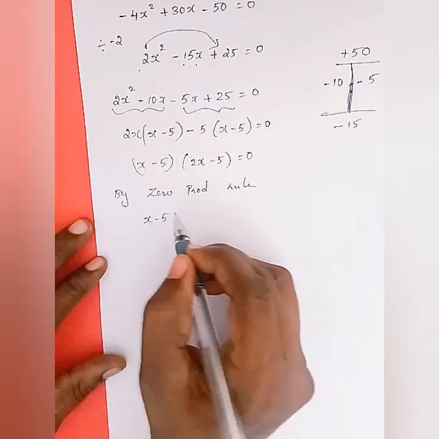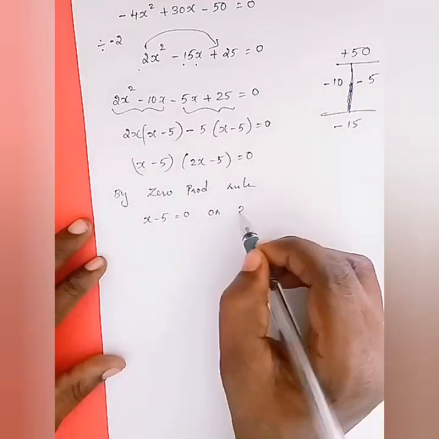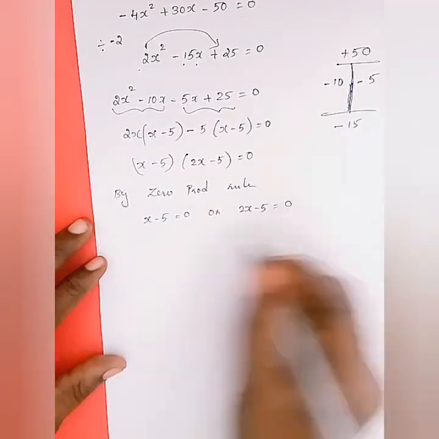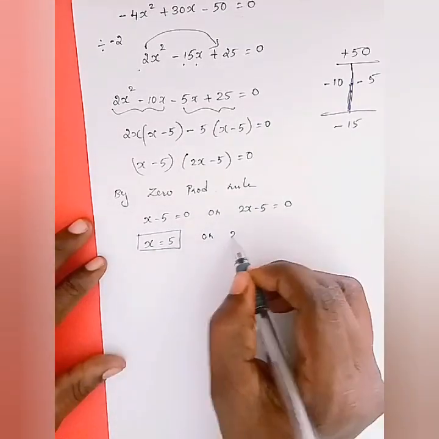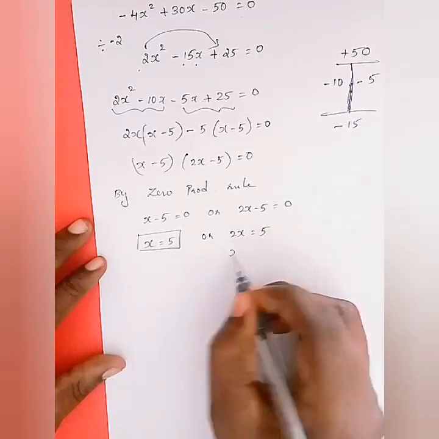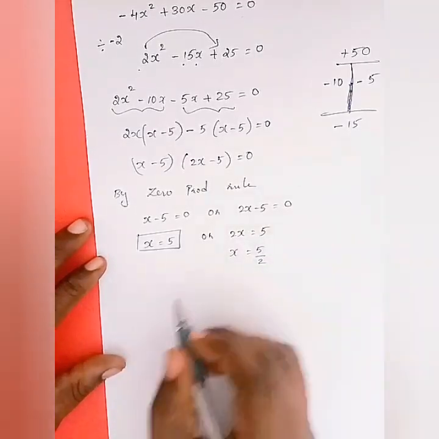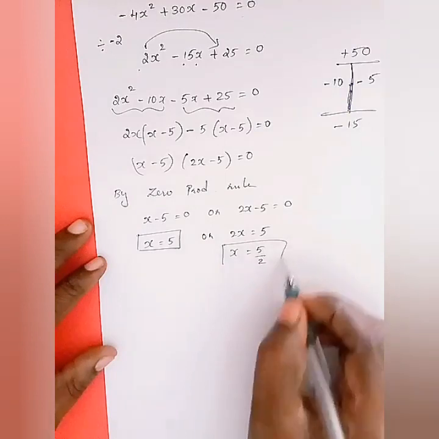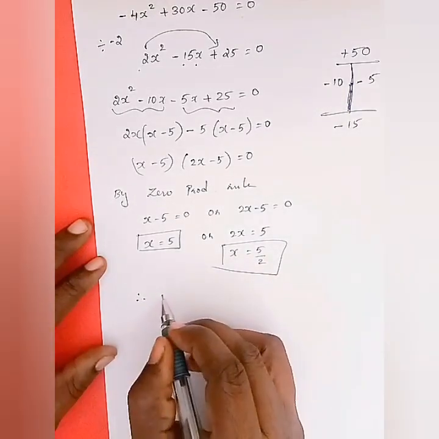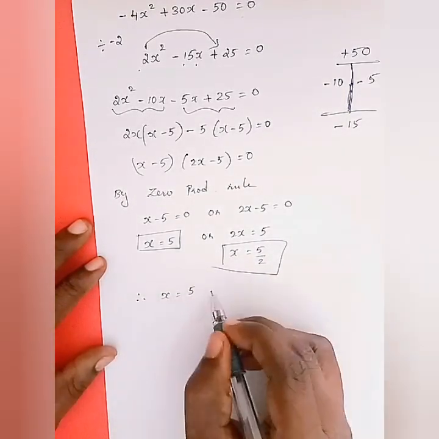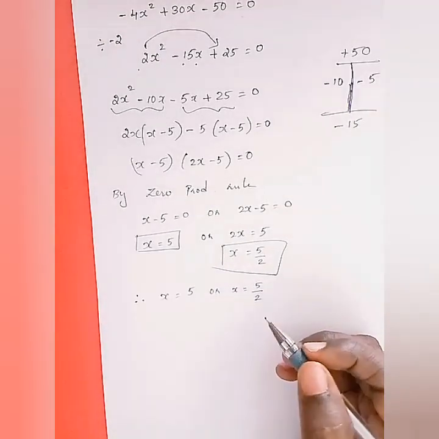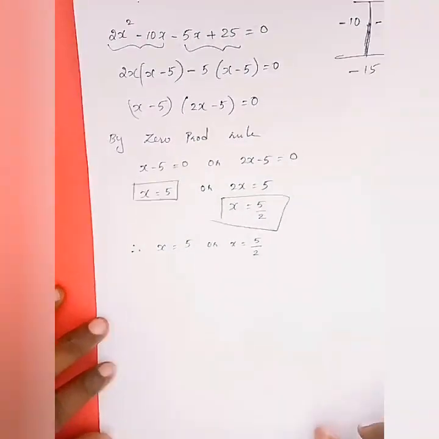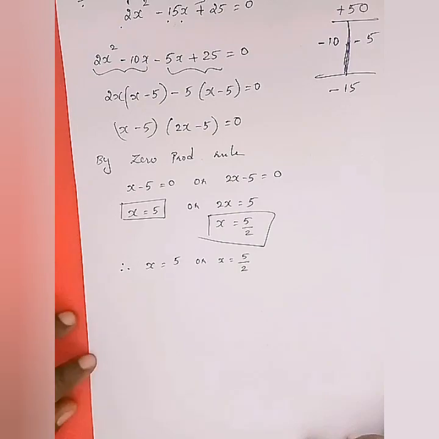x minus 5 equal to 0 or 2x minus 5 equal to 0. That is x is equal to 5 or 2x is equal to 5, that is x is equal to 5 by 2. Therefore, we got the values as x is equal to 5 or x is equal to 5 by 2. We got two roots, 5 and 5 by 2. This is the solution for this quadratic equation.